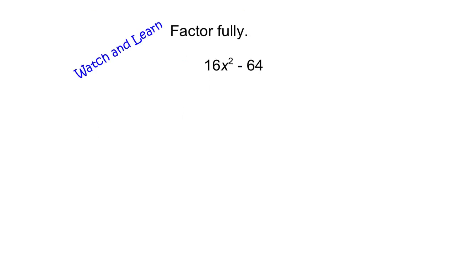Now you look at this and you see an x squared minus, and you see 64, which is 8 squared. So you might be thinking this is a difference of squares, so I'm going to factor it like that. 16x squared, the square root of that is 4x. Square root of 64 is 8, plus in one, minus in the other, done. However, this is not actually fully factored.